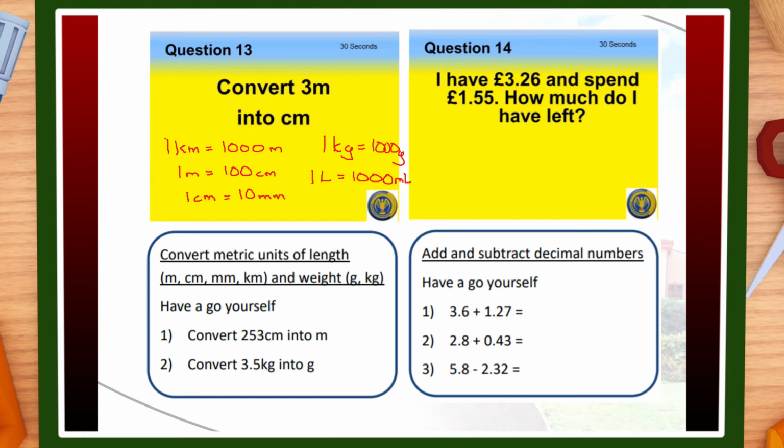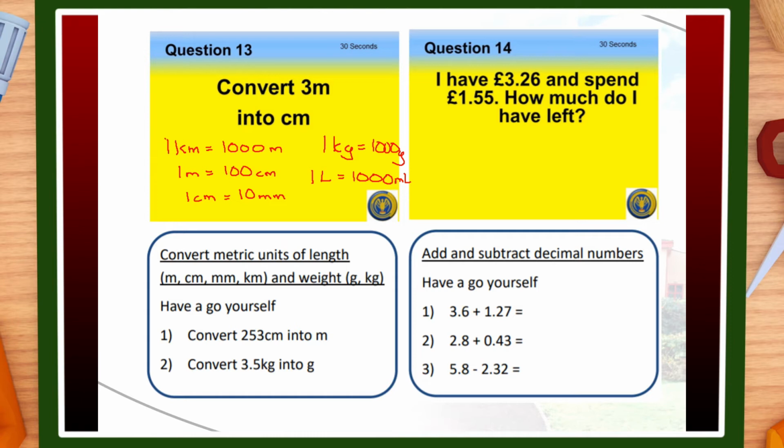Question 13, conversions of metric units of length and weight. I've written the common ones down that we need to learn. 1 kilometre is 1,000 metres, each metre is 100 centimetres, and each centimetre is 10 millimetres. And then in terms of weight, a kilogram is 1,000 grams. Okay, that prefix kilo, as we can see, meaning 1,000. So 1 kilometre is 1,000 metres and 1 kilogram is 1,000 grams.